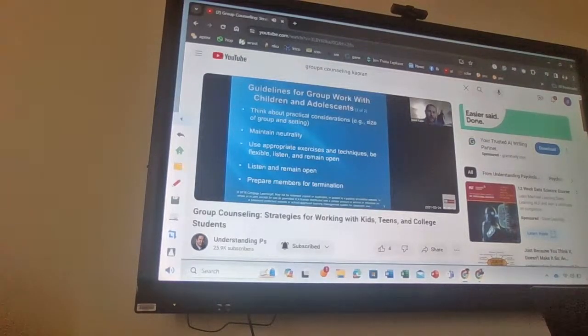Now, we want to think about practical considerations like the size of the group, which we talked about, shrinking it down a little bit. We want to talk about the setting, some of the limitations of things happening in school is that these are going to be their peers, the same way you're each other's peers at the university. People are learning about one another. So you want to think about how to manage that. You want to remain neutral as much as possible. Do not judge. Use exercises and techniques that will open people up and talk, but remain open-minded and flexible, right? So that's very, very important.